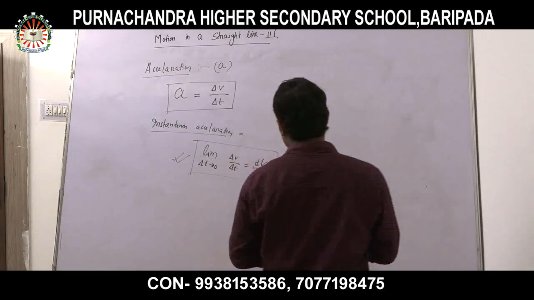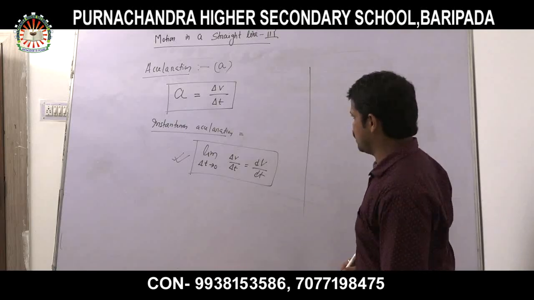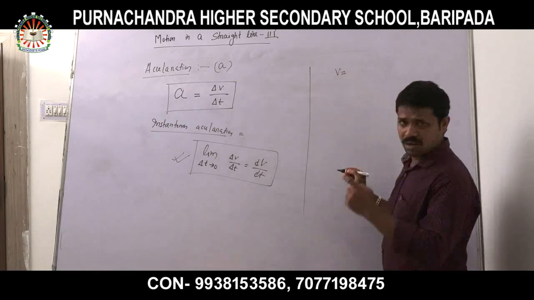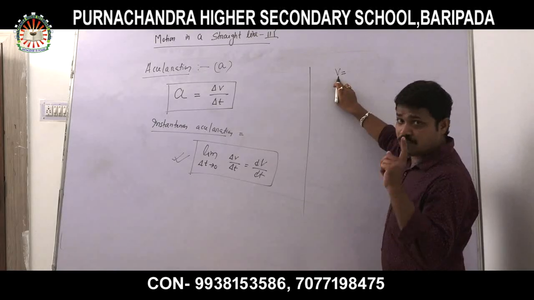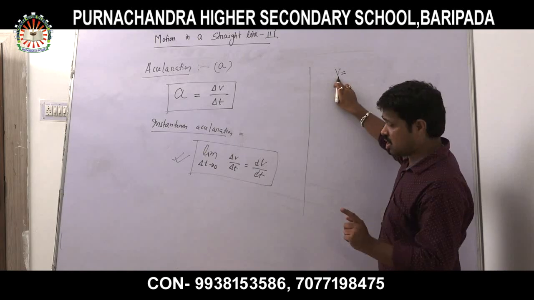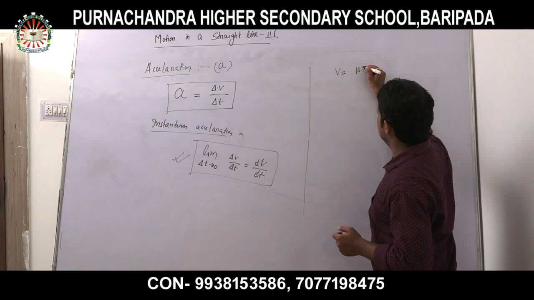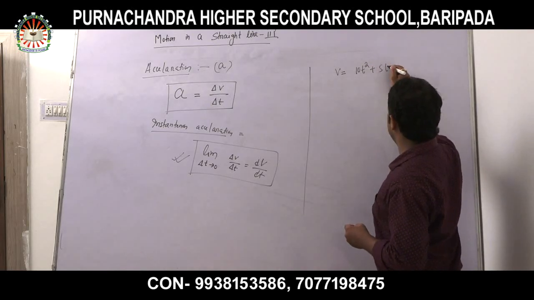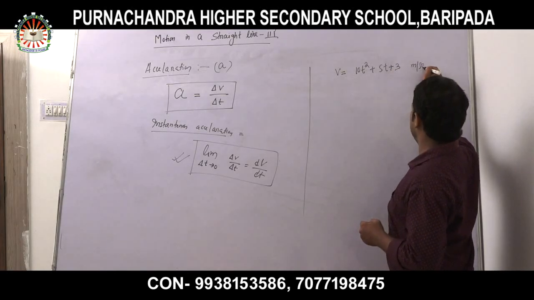And from this part, in a similar way, I can solve some problems. Look at here. Suppose an object is having a velocity which is a function of time. Again, I will repeat, which is a function of time. V is equal to, in the same manner, suppose 10t square plus 5t plus 3 meter per second.